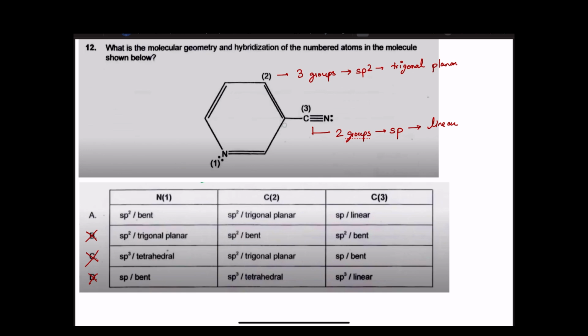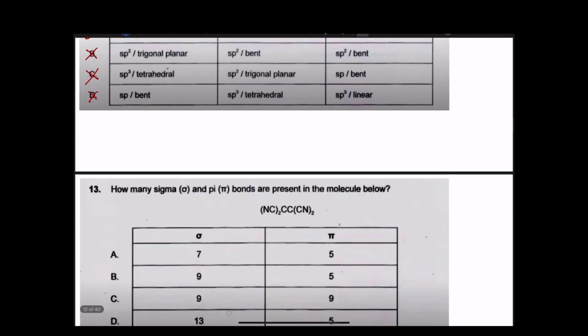And for this one, for 3, there are basically 3 electron groups around nitrogen. Out of that, you have 1 lone pair and 2 bond pairs. So 3 groups will make it sp2 first. But if you have 2 bond pairs and 1 lone pair, this will give it a bent shape. So option A is the right answer for question 12.